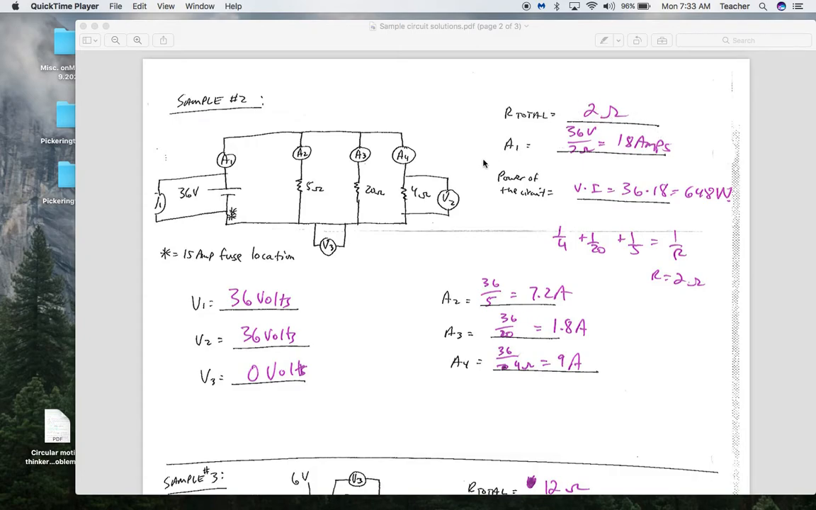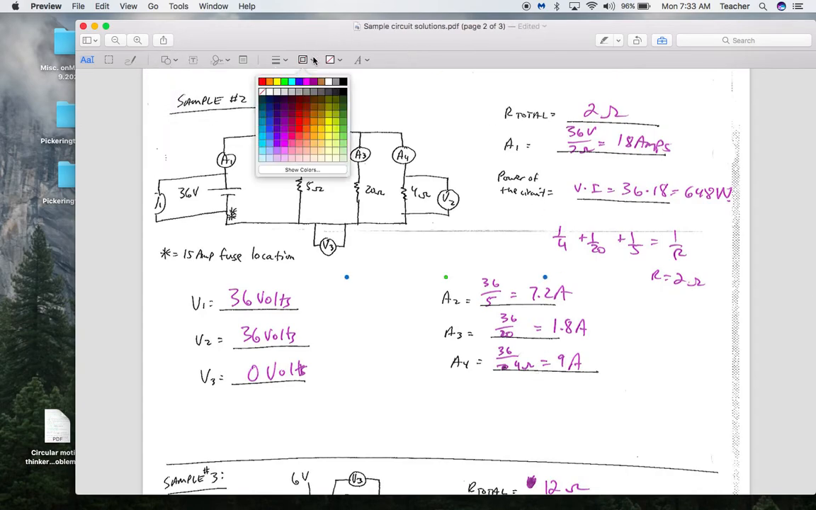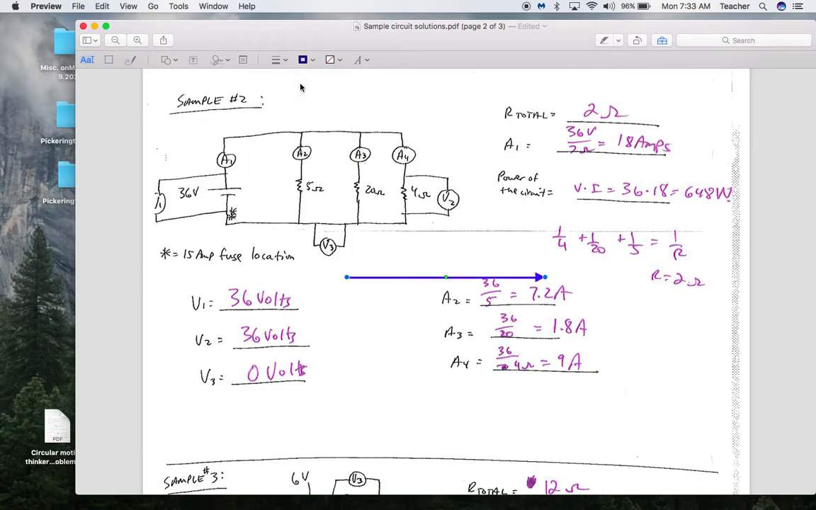To find the total current in the circuit, meaning the total current leaving the power source, take my total voltage of 36 volts divided by my total resistance of 2 ohms, I get 18 total amps leaving this power source right there. So that's kind of what's happening right there, 18 amps. Part of that's going to go down here, here, and here.